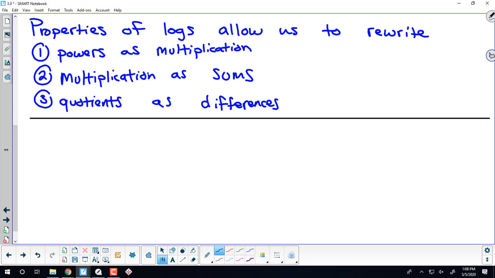Is that a u or an o? Like the second one? Where? Sums? Like the multiplication as, is it an o or an... Oh, it's a u. Okay, cool.